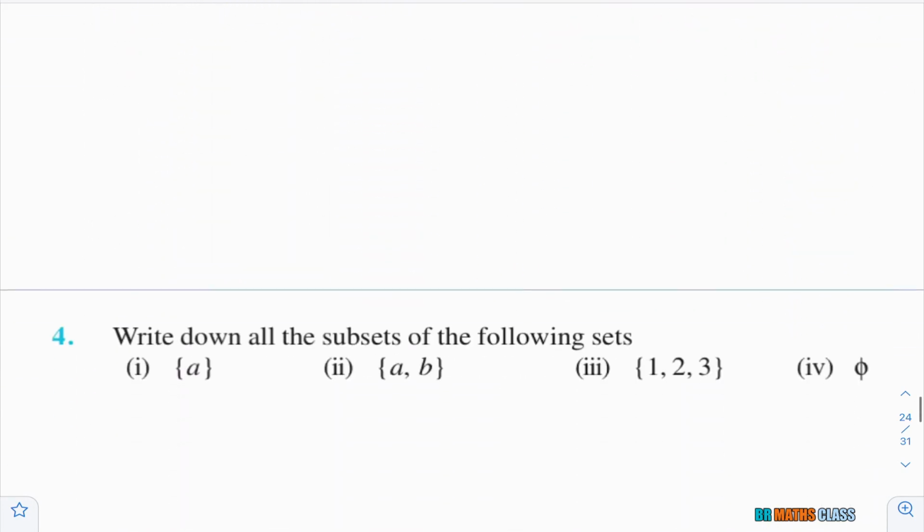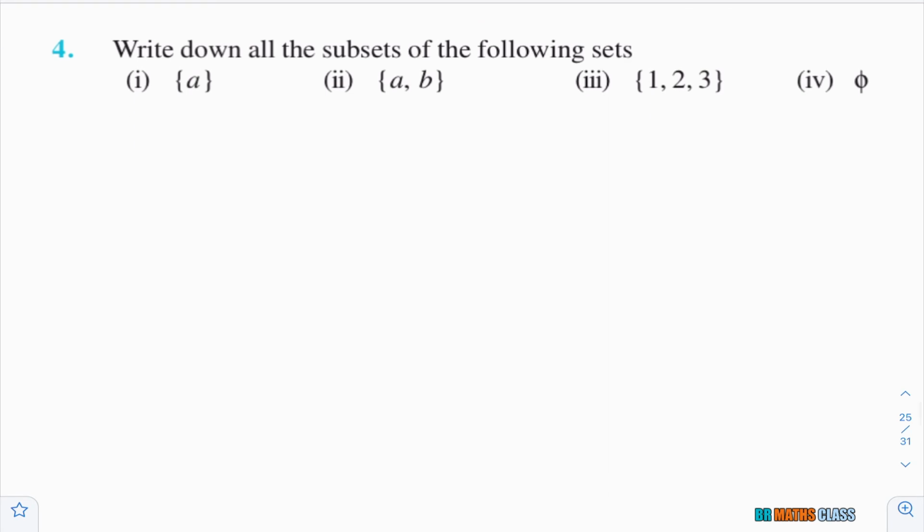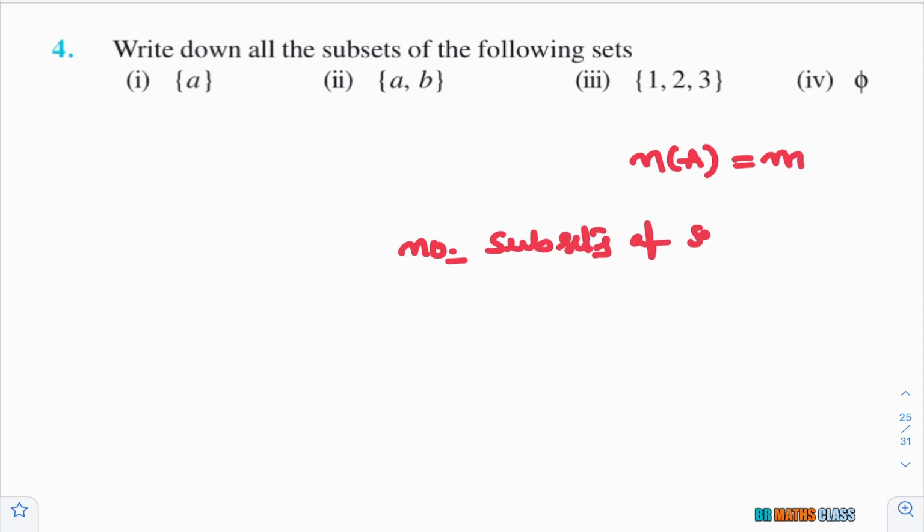Okay, now we'll move to the fourth problem. Observe this fourth problem. What are they asking? Write down all the subsets of the following sets. We know one definition. If set A has m elements, then the number of subsets of set A is what? The number of subsets of set A is 2 power m. If set A contains m elements, the number of subsets of set A is 2 power m.